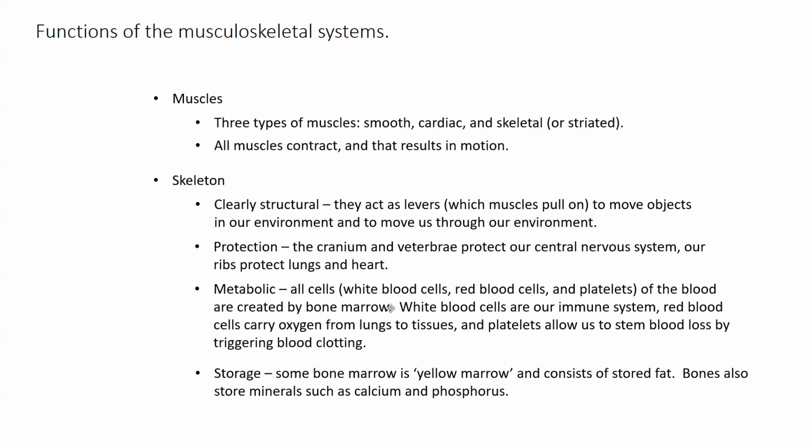So not all bone marrow makes blood cells. Some bone marrow is called yellow marrow, and that's fat tissue, that's adipose tissue. So you can store fat in your bones, particularly as adults. As children, most of our marrow is red bone marrow that makes blood cells. Bones also store minerals like calcium and phosphorus and fluoride, and all sorts of minerals can be stored in the bones.